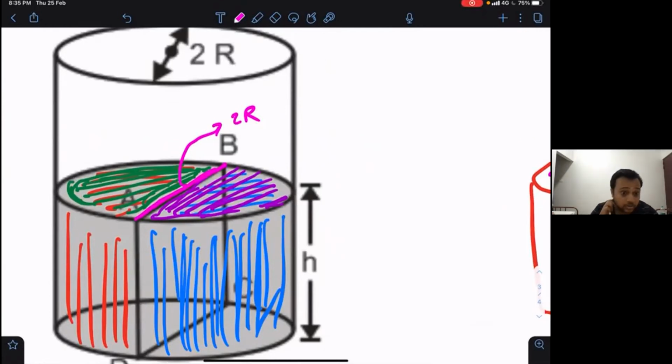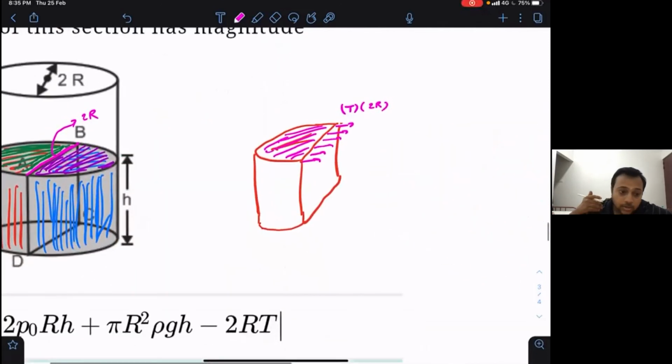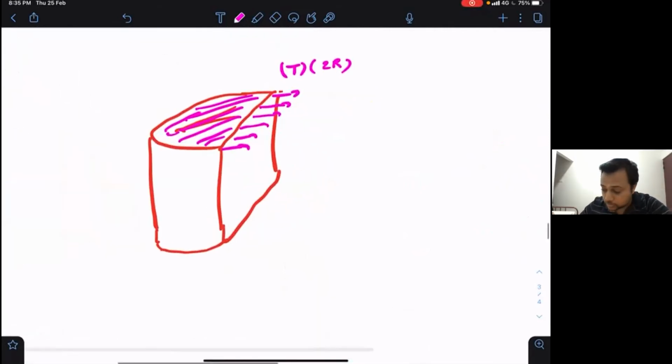And the green part of the surface is a part of the left liquid. So the left liquid, which means the green surface of the left half of the liquid, will get this T into 2r. Now apart from this surface force which the surface of the left half of the liquid is getting, there is a pressure force also.